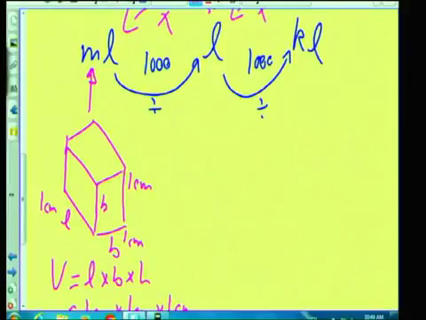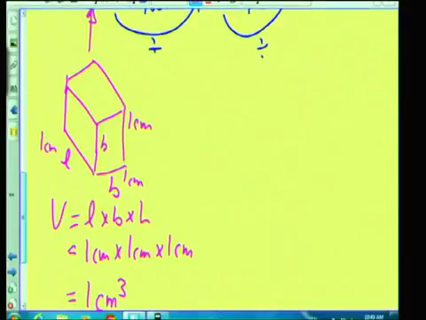And the interesting thing now is that 1 centimeter cubed is the same as 1 milliliter. Okay? So 1 centimeter cubed is the same as 1 milliliter. Very important for you to get to that.